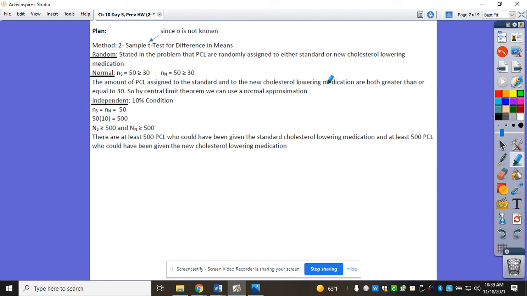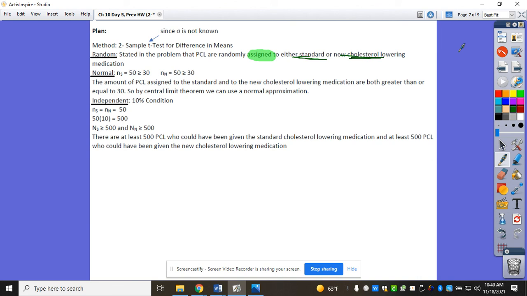So method, 2-sample t-test for difference in means because sigma is not known or given. It's stated in the problem that people are randomly assigned to either this one or this one. So you have to explicitly mention that they're assigned, and say assigned to either this treatment or this treatment as your written portion.